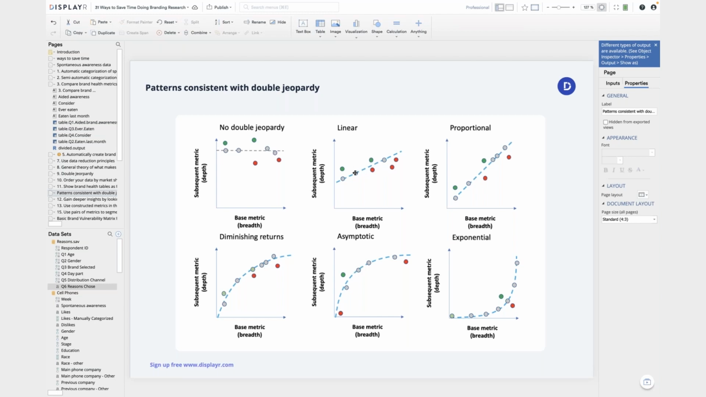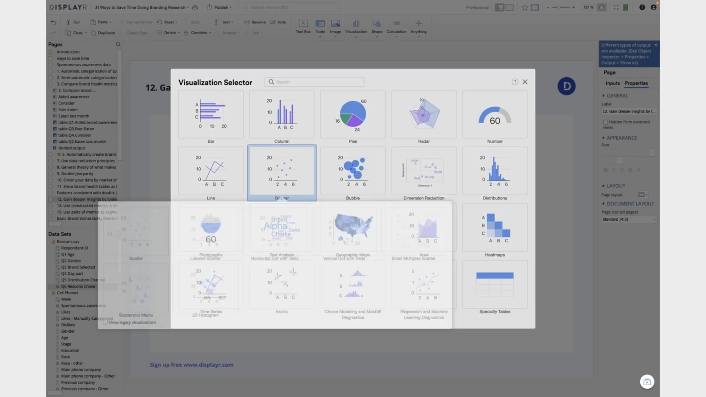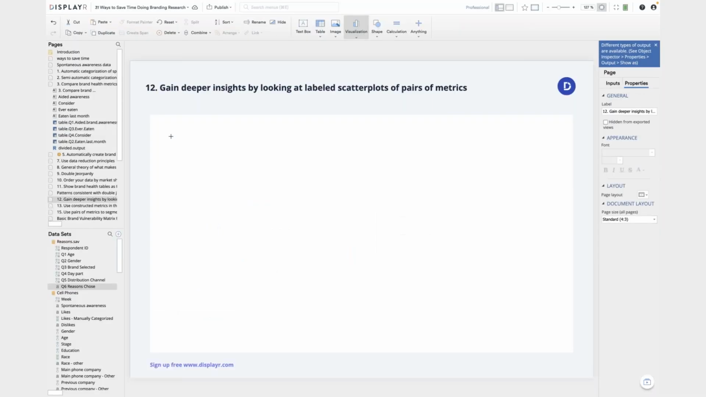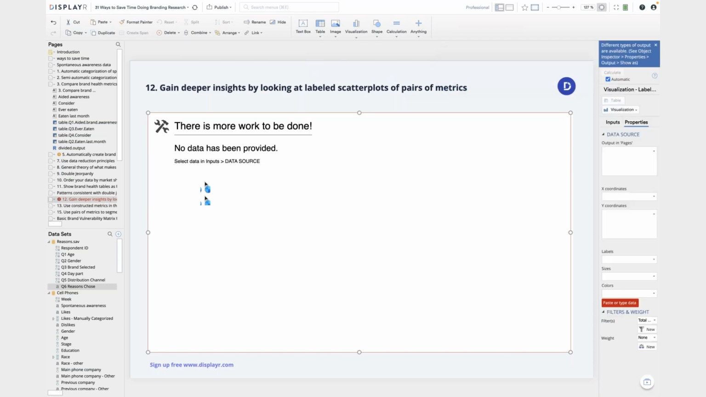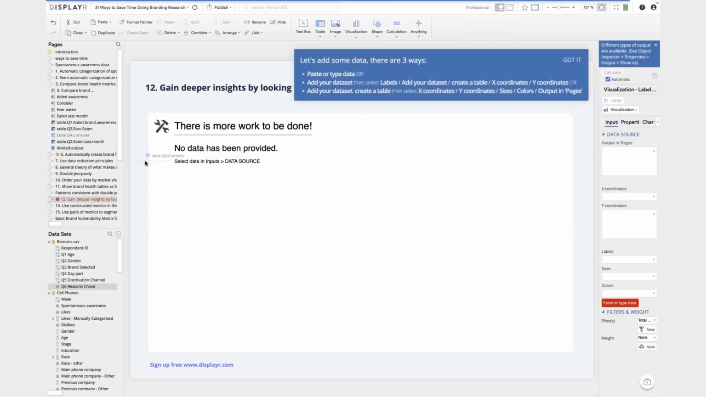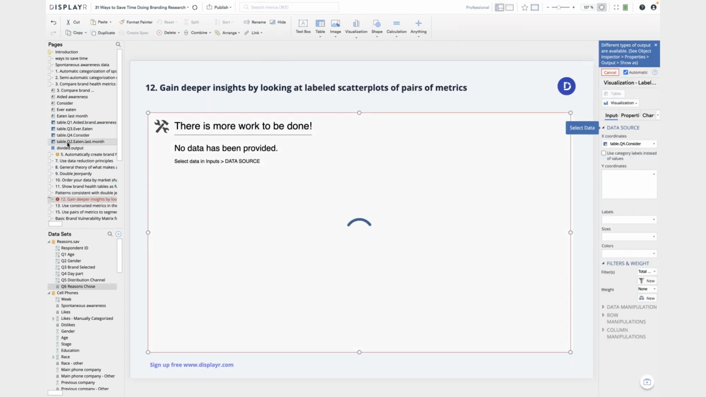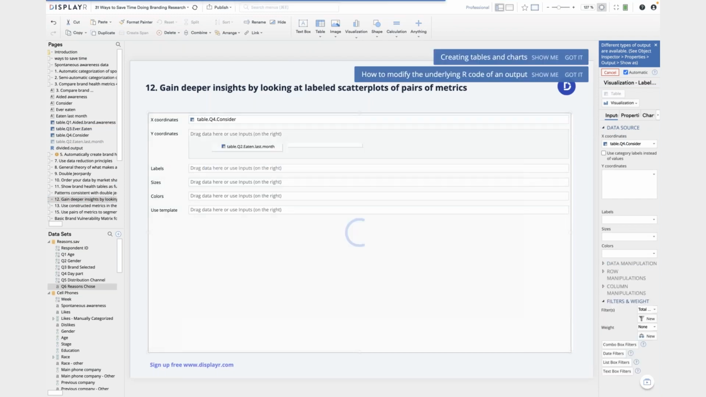formed. And to make this a little more concrete, we'll move on to recommendation 12, which is gain deeper insights by looking at pairs of metrics and labeled scatter plots. So go visualization, scatter, labeled scatter. And we're going to hook this up. I'm going to drag across on my x-axis consideration. On my y-axis, I'm going to put eaten in the last month.